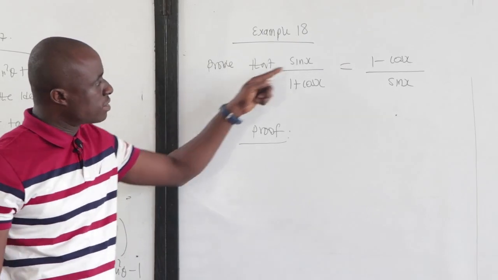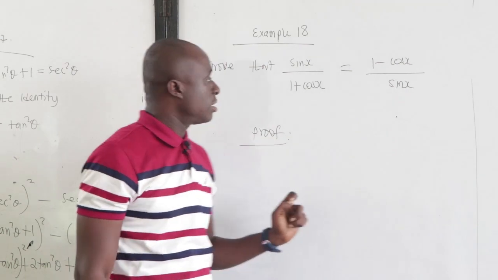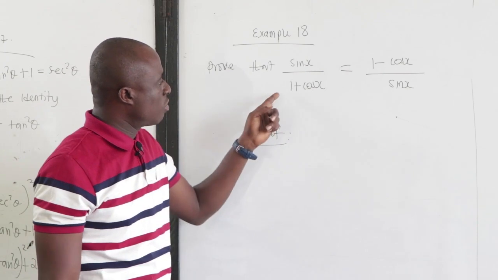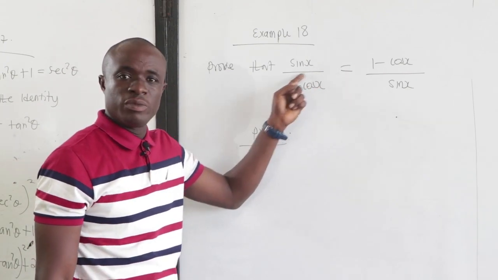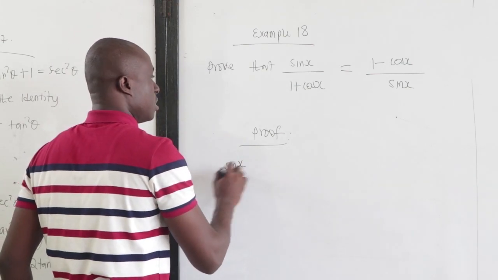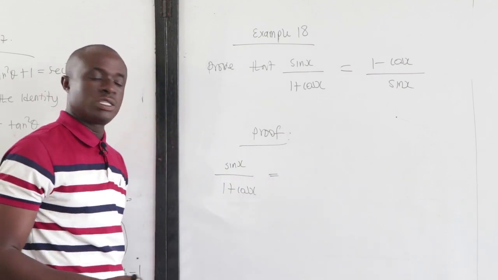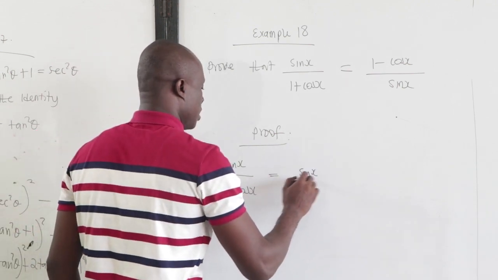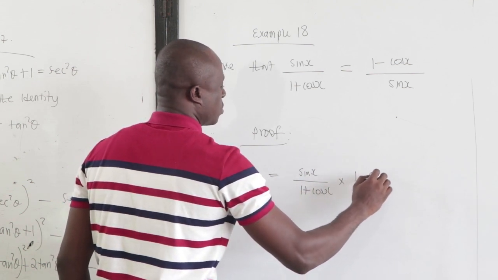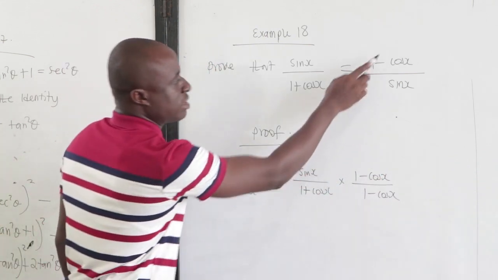Now we are being told to prove that sine x over 1 plus cos x is equal to 1 minus cos x over sine x. Clearly, how can we get the numerator here? We have sine x. What about when you consider the conjugate of the denominator of the left hand side? Now let's see, we have sine x over 1 plus cos x. Now we'll consider the conjugate of the denominator. So you have sine x all over 1 plus cos x times 1 minus cos x all over 1 minus cos x. Clearly we are getting the numerator.